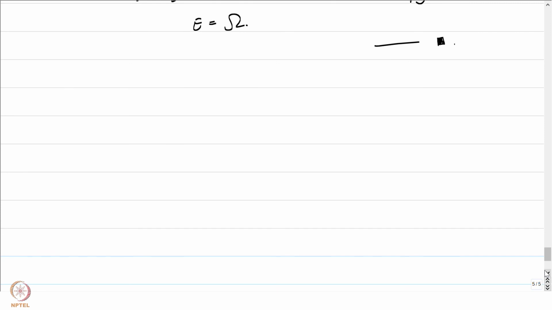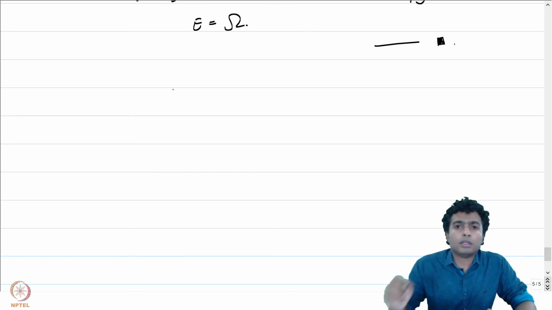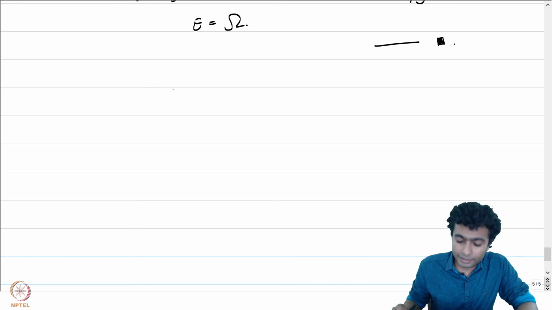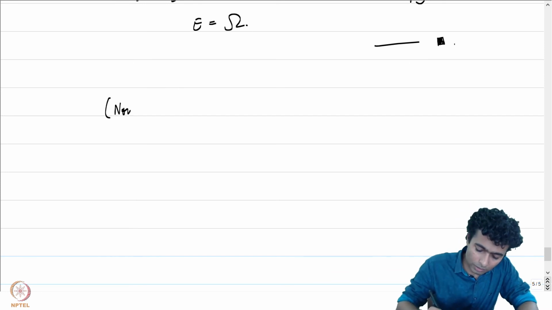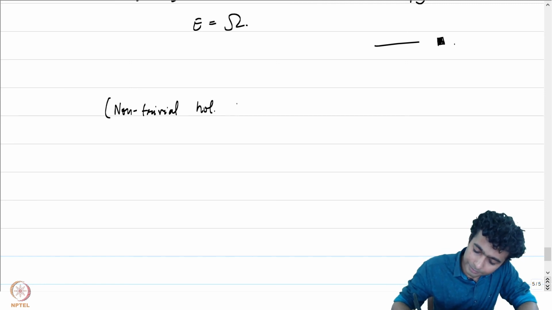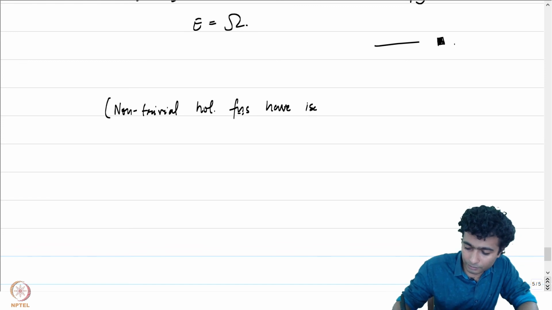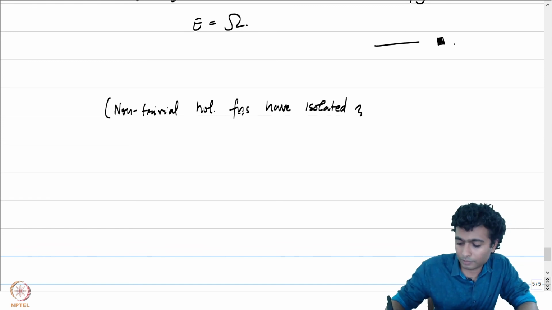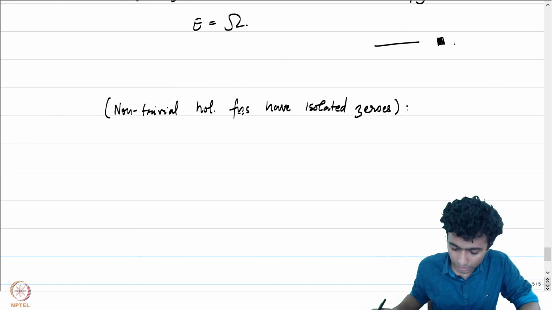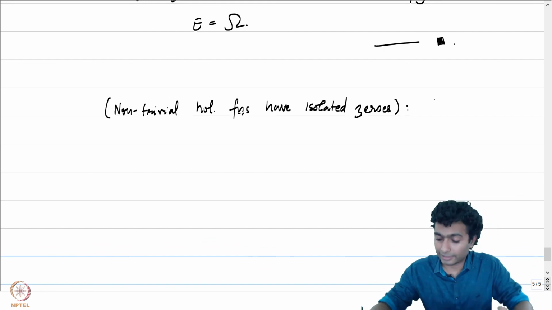It is not just on an open set that we need. The moment f and g agree on a set which has a limit point, we will be able to show that f is identically equal to g. This theorem is also sometimes called the identity theorem. So, non-trivial holomorphic functions have isolated zeros. Let me write it down, and then we will see what the exact statement is.